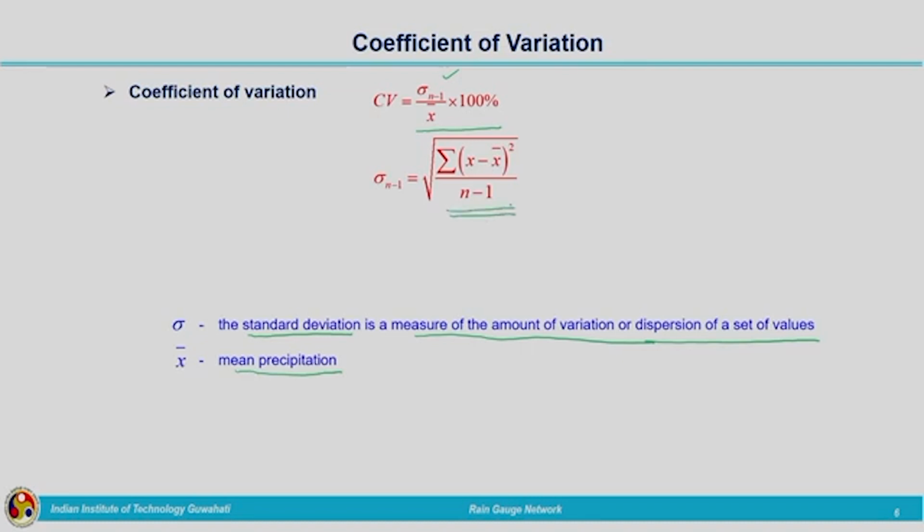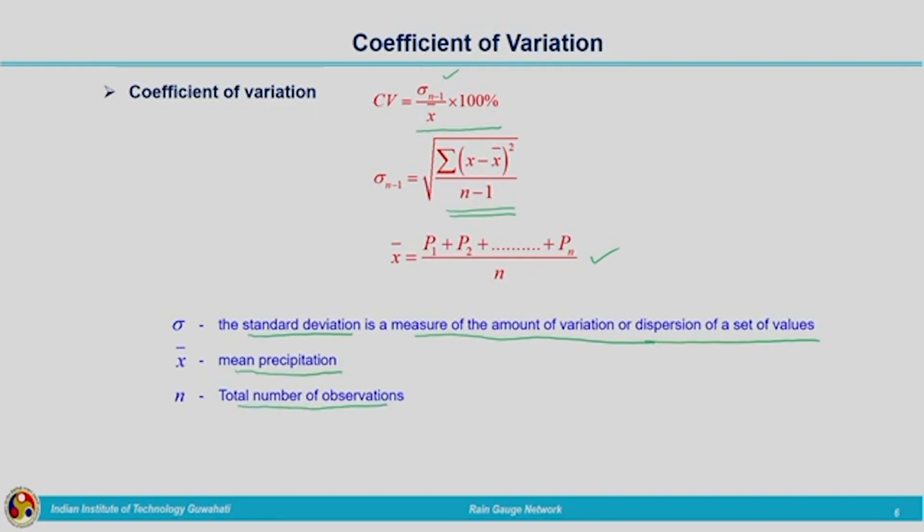This is n minus 1 because it is something related to the sample data. Now, coming to the mean precipitation x bar, we will be calculating it by using this formula, that is P1 plus P2 up to Pn divided by n. N is the total number of observations. So, by making use of these formulas, we can calculate the coefficient of variation.